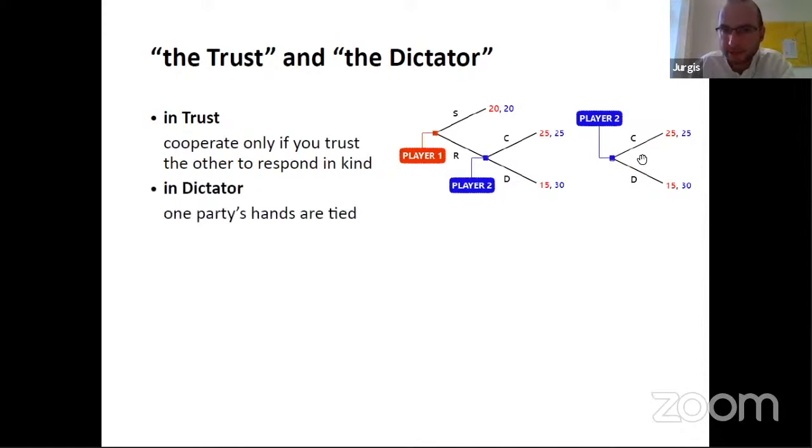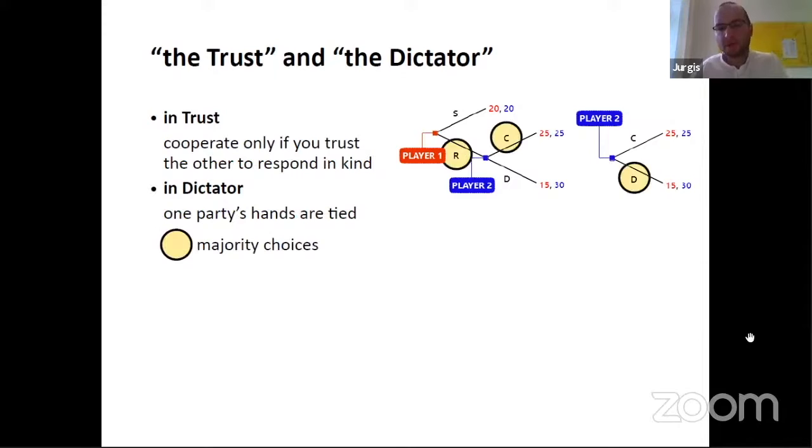In the game Dictator, which is shown here on the right, only one player makes a decision. And that player's choices, the cooperative and selfish outcome, are exactly the same as the choices available to the second player in the game of Trust. So what makes the two games particularly interesting compared side by side is that the game Dictator is essentially the game of Trust in which the first player's hands are tied. It's as if the first player has been forced to cooperate, and the second player merely chooses between the two outcomes of the game.